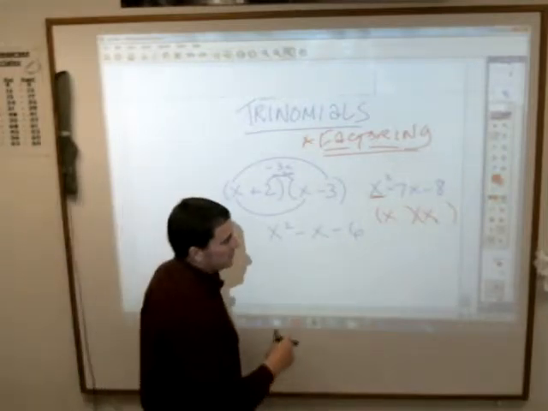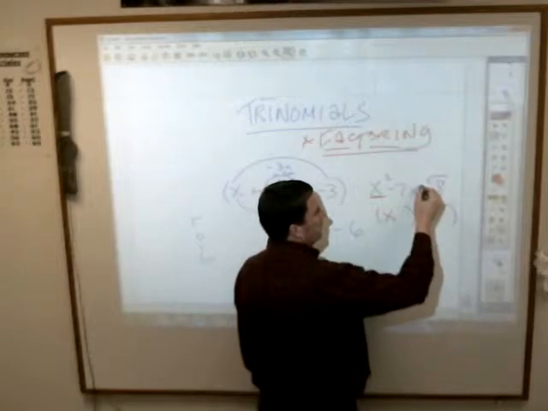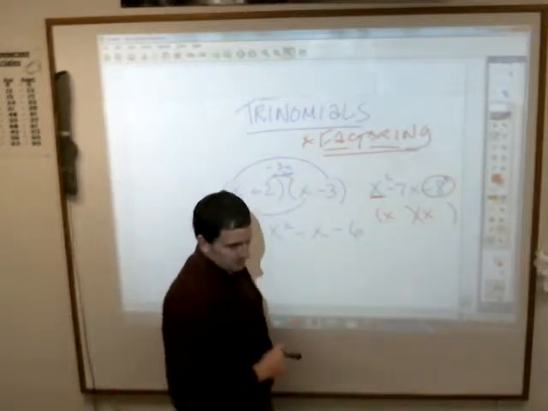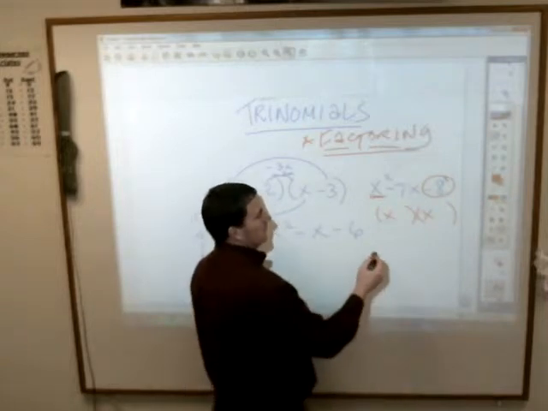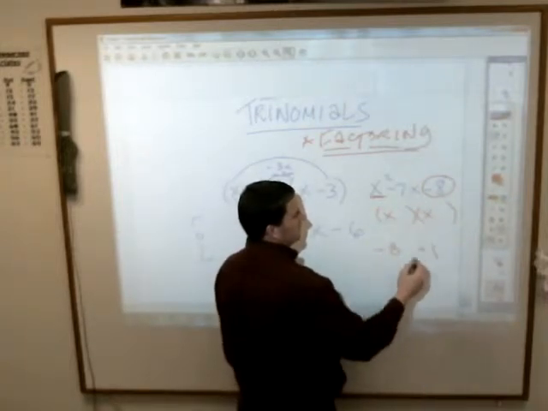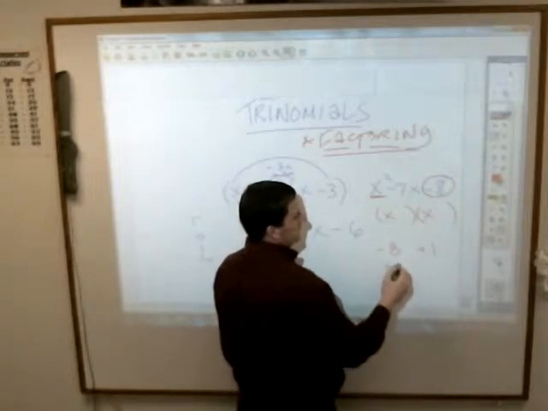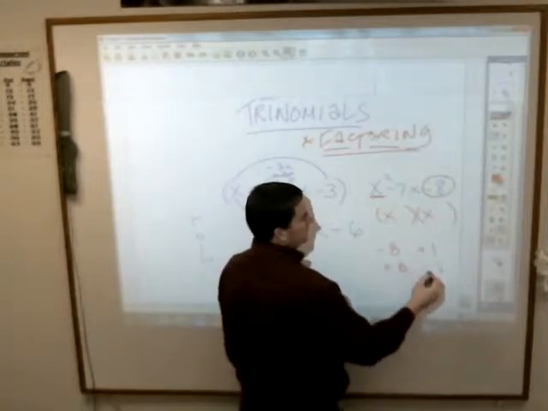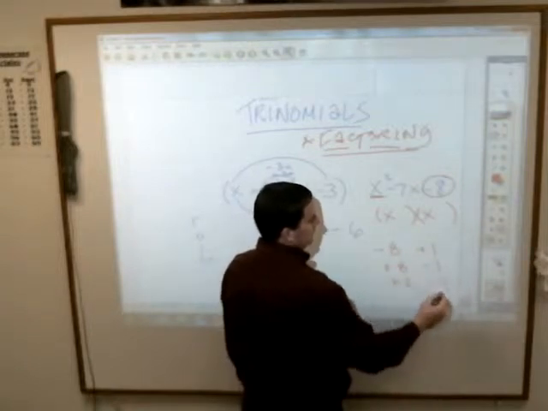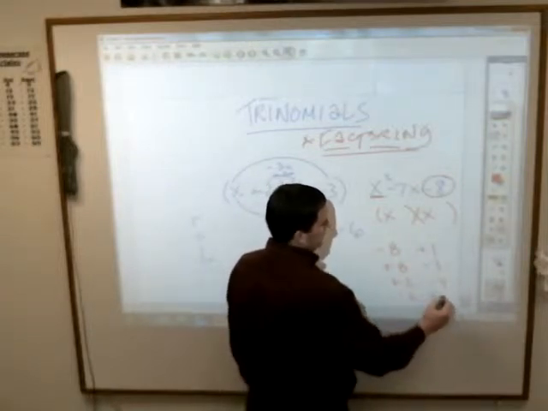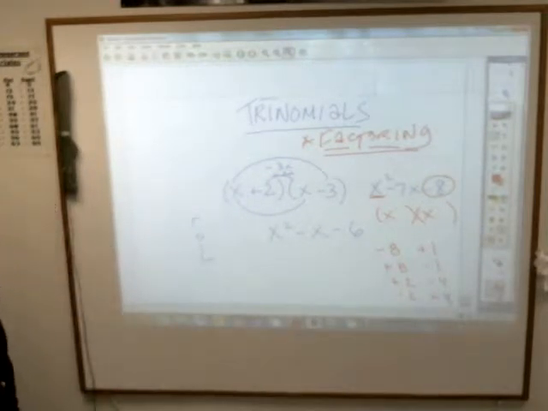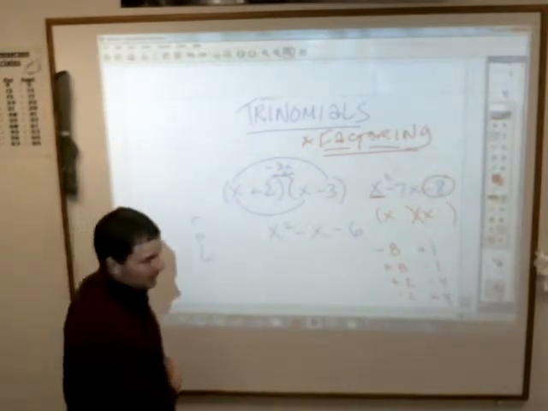Now the next thing you look at is all the possible combinations that will give you negative 8. We could have a negative 8 times a positive 1. I could have a positive 8 and a negative 1. I could have a positive 2 times a negative 4 and a negative 2 times a positive 4. I believe those are the only combinations when multiplied together that will give you a negative 8.